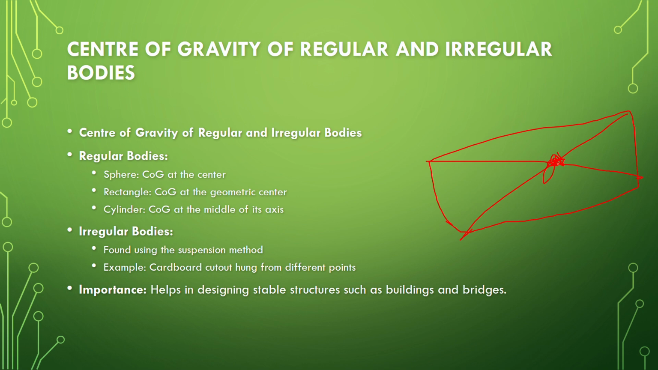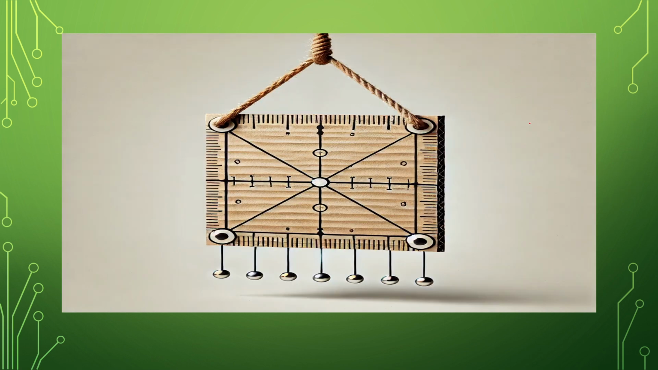So a book, which is rectangular in shape, can be balanced by holding it where its diagonals meet. Okay, cylinder, a point in the middle at its axis. See, take a cylinder, a point somewhere here at its axis is known as its center of gravity. Okay, irregular bodies are found using the suspension method. See, this is an irregular body now. This is found by using the suspension method. They put 4 holes here, and from those holes they draw plumb lines, and where those meet, that's the center of gravity of that body.